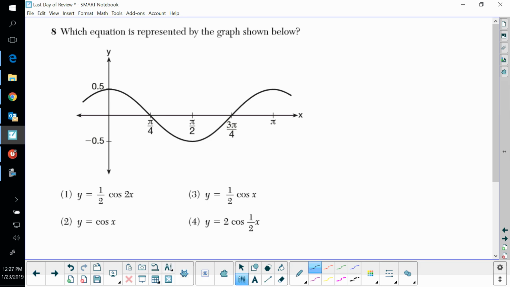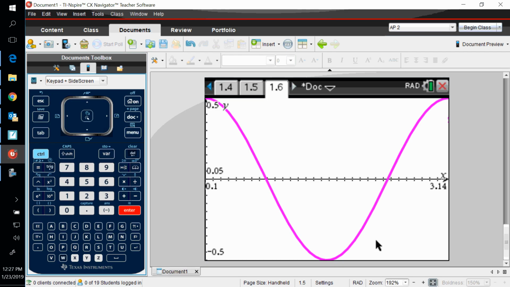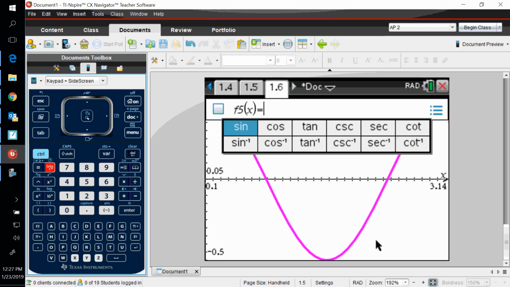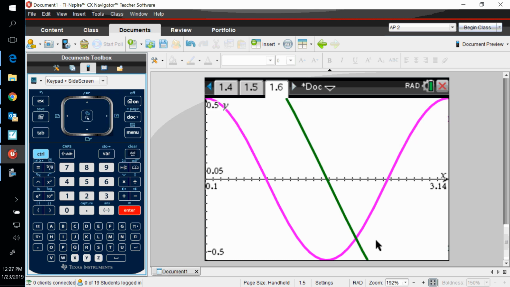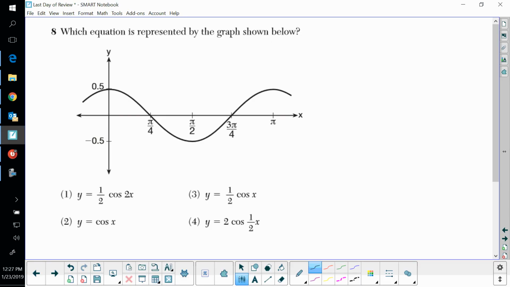We want to check just the others just to be sure. So the next one is just y equals cos x. Remember to hit tab. So we'll have trig. We'll do cos x. Okay, so that green one is clearly not it. That does not match. Next one, we have 1/2 cos x.